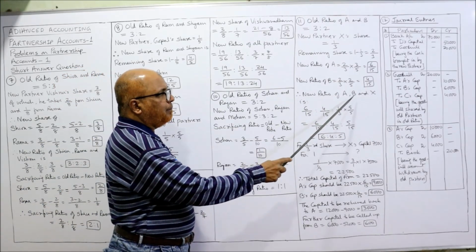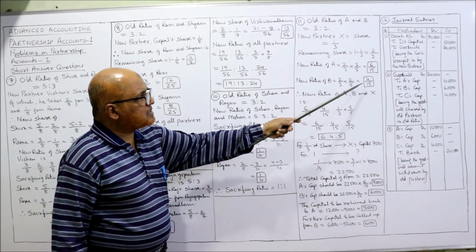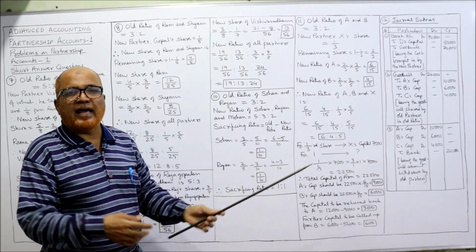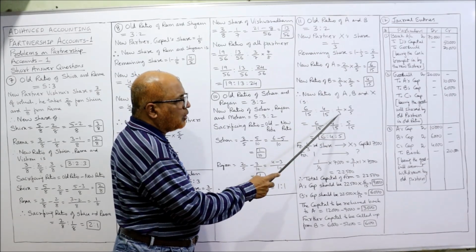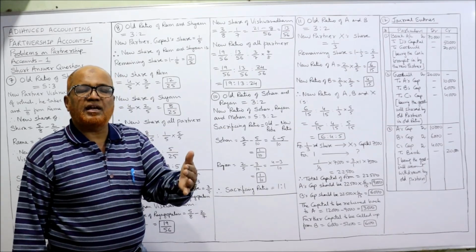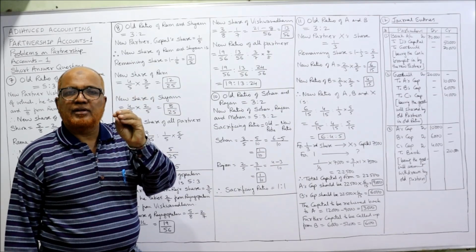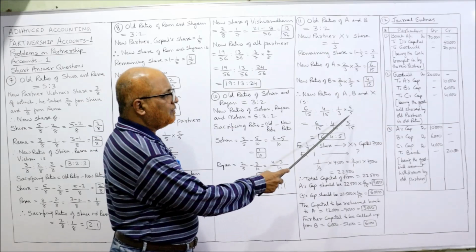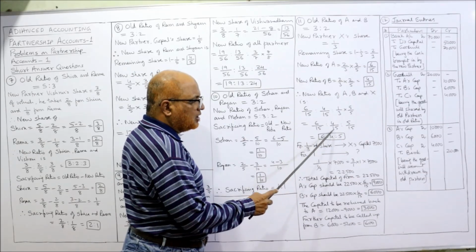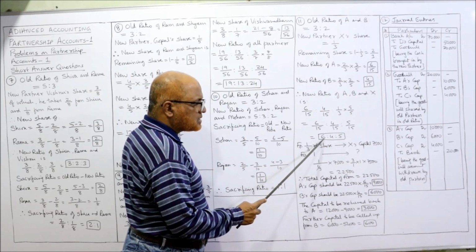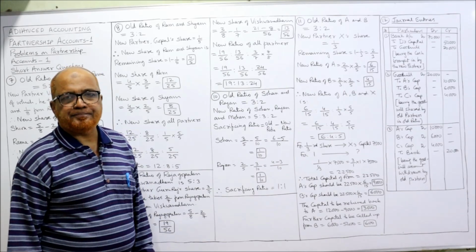Now, the new ratio of A, B and X: A's new ratio is 6 by 15, B's new ratio is 4 by 15, and the new partner X's share is 1 by 3. Here the denominator is 15, here 15, here only 3. To convert this 3 into 15, we have to multiply the numerator and denominator by 5. The denominator will become 15. 5 threes are 15, 5 ones are 5. So all the denominators are the same, and the new ratio will be 6 is to 4 is to 5. That's all. Now, we have to adjust the capital.